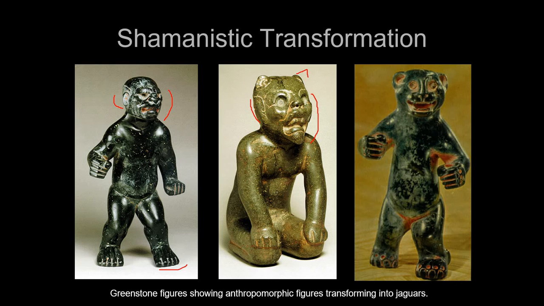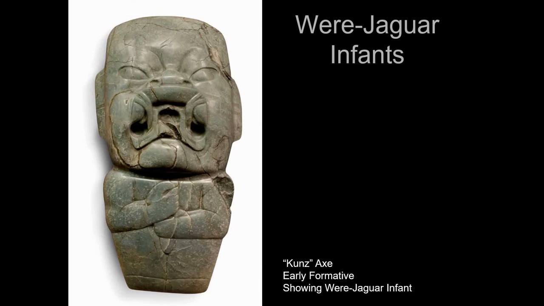So there's something going on here. Now, it gets even more interesting when you start looking at these infants. So this is a celt. This is, again, another one of these ceremonial axe heads, probably never meant to be used as an axe head, but carved into the shape of an axe head. The body is pretty vestigial, but the head is very ornate, and it has this incredible snarling mouth and upturned nose. And it clearly represents an infant.